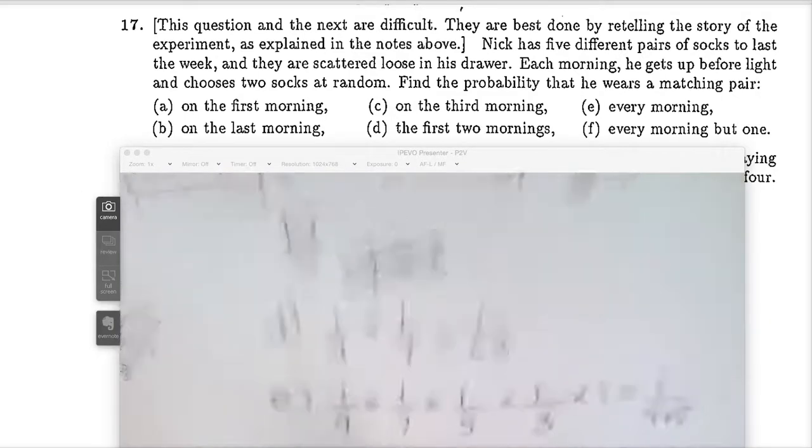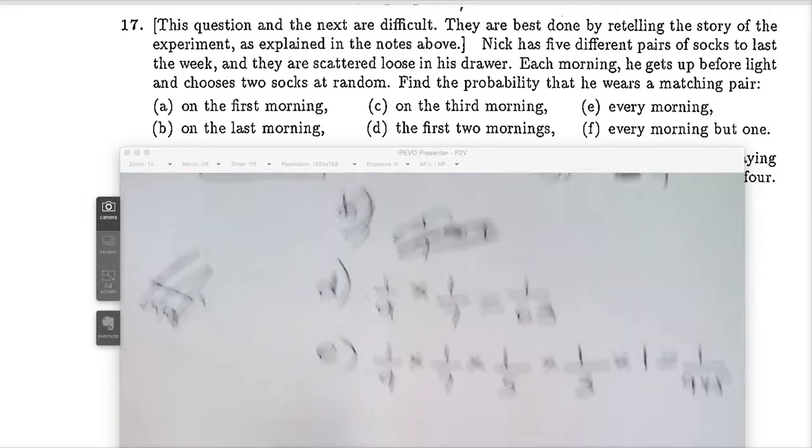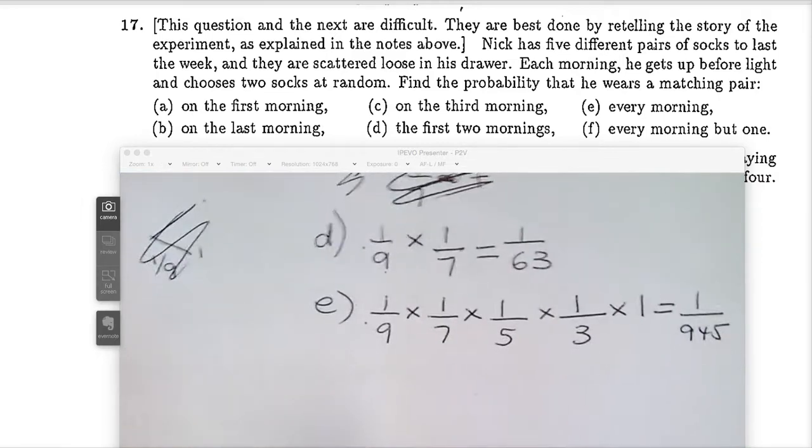One out of 945. Yeah. So girls, probability the first 2 mornings, every morning. He wears a matching pair every morning but 1.